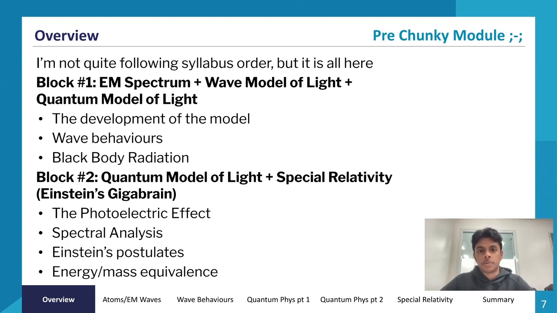He was pretty smart. He invented a whole new subsection of physics. In this second block, we're going to be doing the photoelectric effect, spectral analysis, Einstein's postulates, and energy mass equivalence, so E equals mc squared.